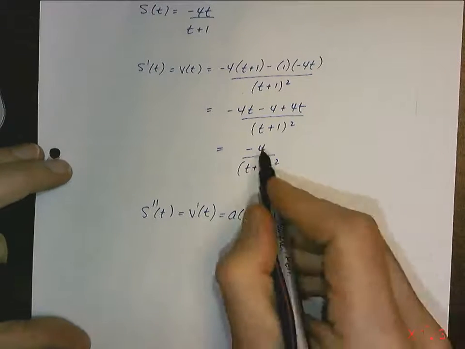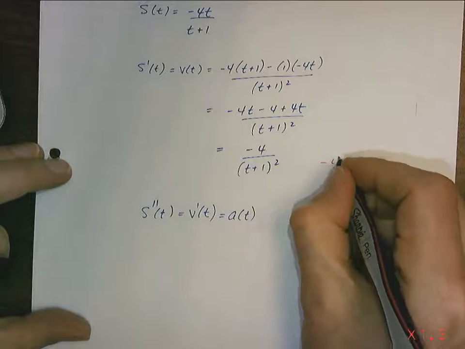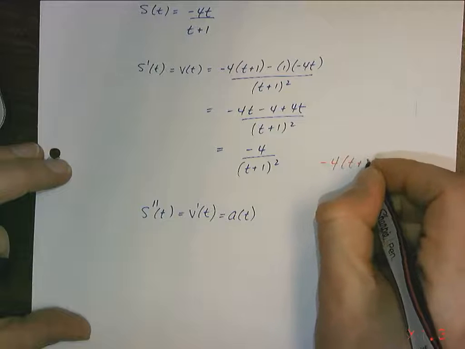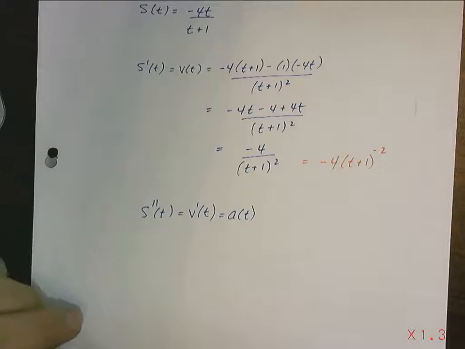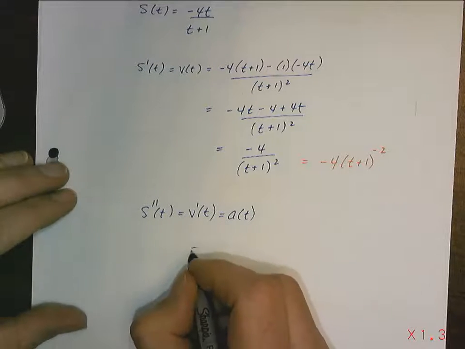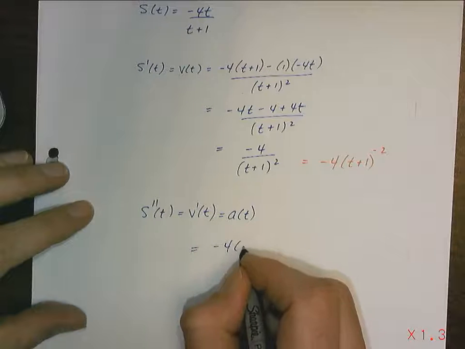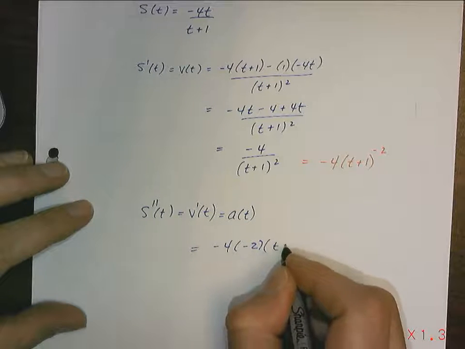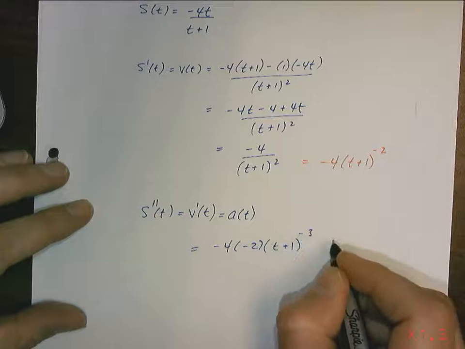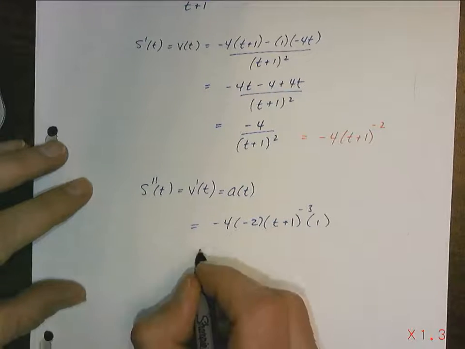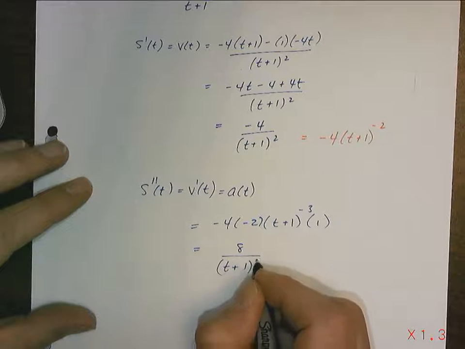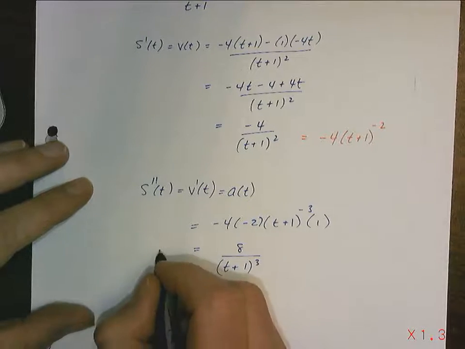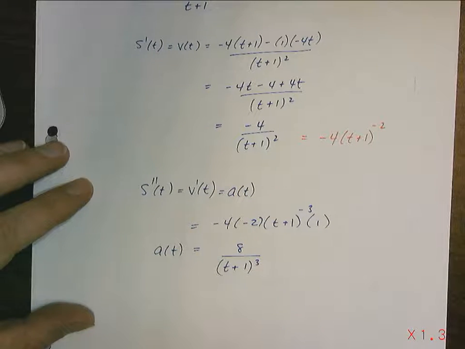Now when I go to do that, I'm going to look at this differently. I'm not going to look at it as a quotient. I'm going to think about it as a constant times t plus 1 to the negative 2. That's how I'm going to think about it to take its second derivative. We talked about this in class the other day. So that derivative is going to be negative 4 times negative 2, t plus 1 to the negative 3 times 1. So it's going to be 8 over t plus 1 cubed. So that is the acceleration at any time t.